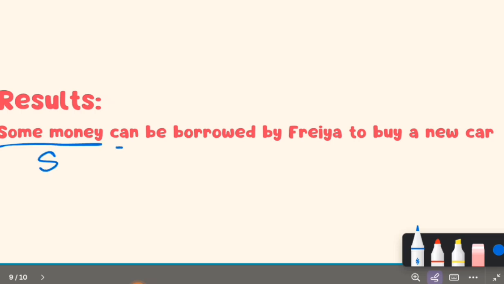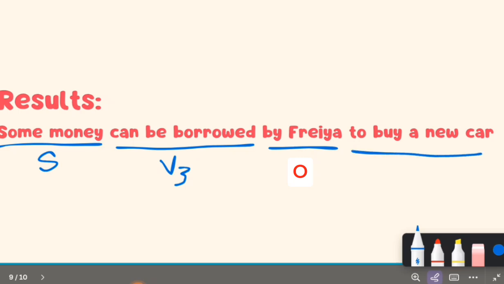Some money, which works as an object in the active voice, becomes the subject of the passive voice. Then the verb borrow changes into verb 3. Freya, that is the subject, changes into an object with the word by. And the rest of the sentence stays the same, we don't have to change it.